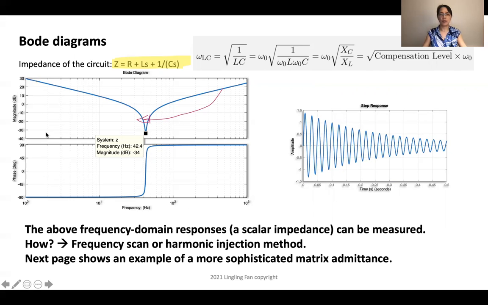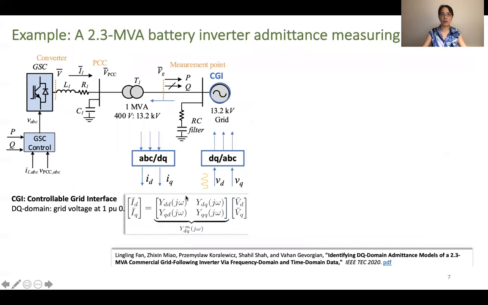So this impedance is what we want, the frequency domain response. And this is a scalar one, and it can be measured. So how? We can use frequency scan or the harmonic injection method. Next, we are going to show a more sophisticated matrix admittance example and also show how we do harmonic injection. This is an example of a 2.3 MVA battery inverter.